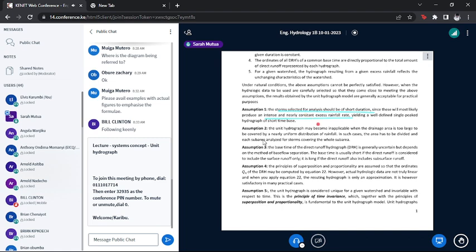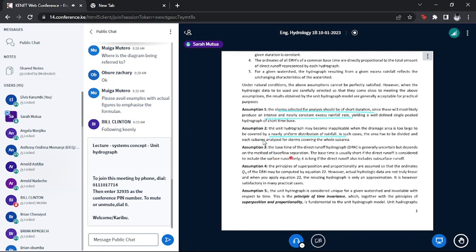Then 2, the unit hydrograph may be inapplicable when the drainage area is too large. Because if the area is large, it may be difficult to achieve a uniform distribution of rainfall. So it is best to consider relatively small drainage areas. Then the third assumption, the time of the direct runoff, is generally uncertain, but depends on the method of base flow separation.